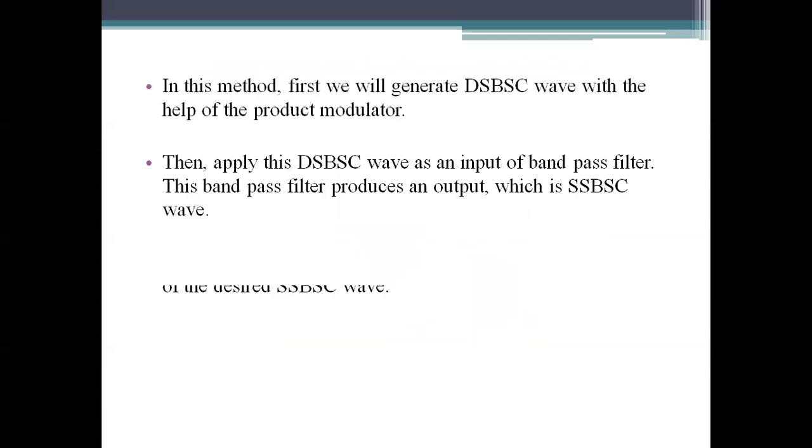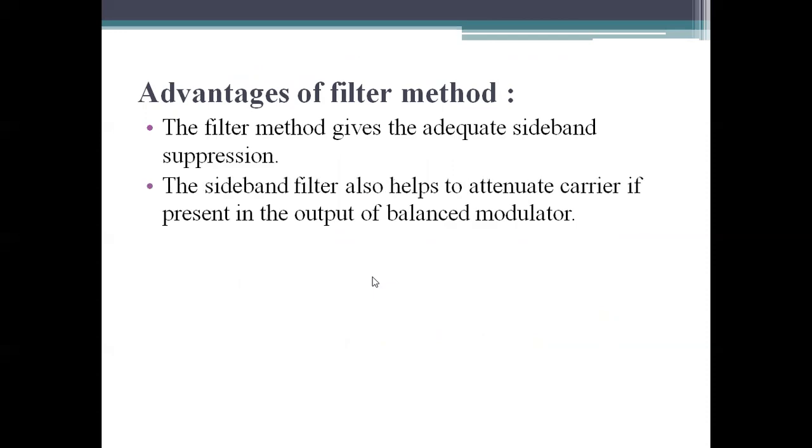Now regarding the advantages and disadvantages. First we'll have a look at the advantages of using the filter method. The filter method has various advantages. The first is that this method gives adequate sideband suppression. As we're using a filter, the filters are designed to generate the desired value of sideband suppression. If any portion of carrier is present at the output of the DSB-SC or balanced modulator, and you apply that signal to the bandpass filter, it will also eliminate that portion.